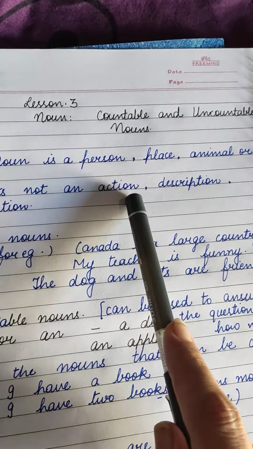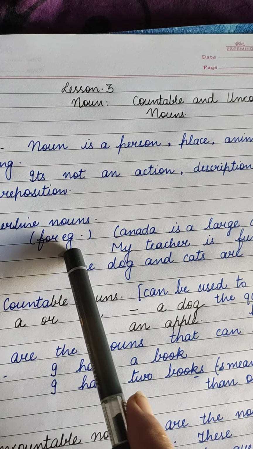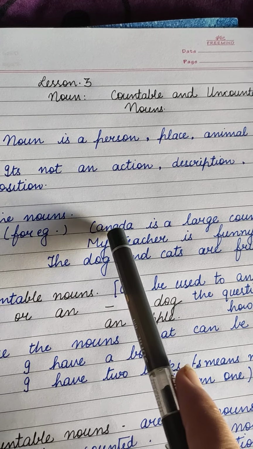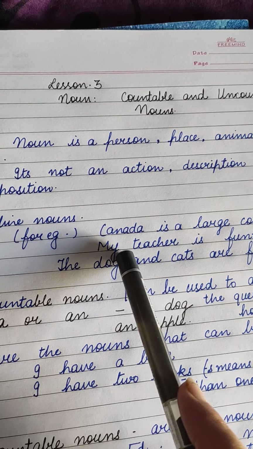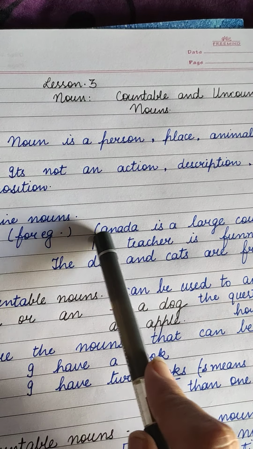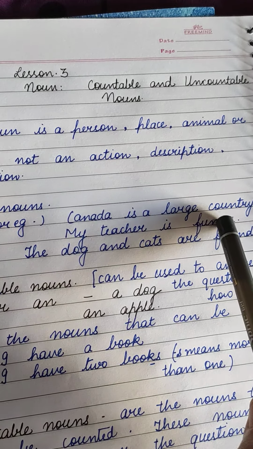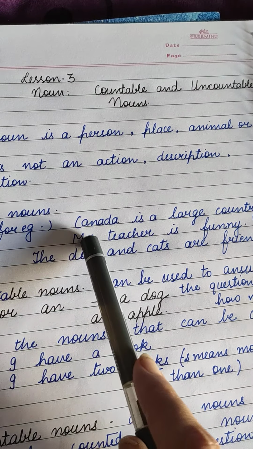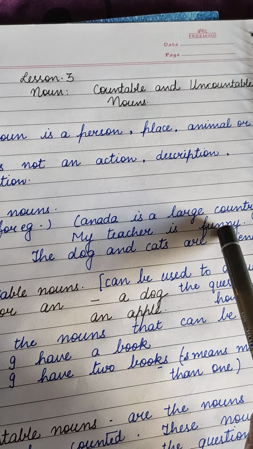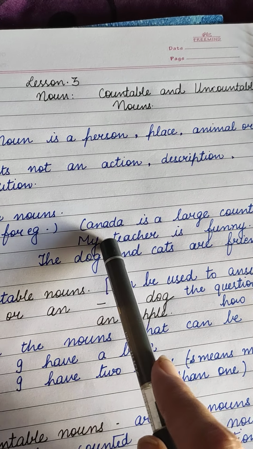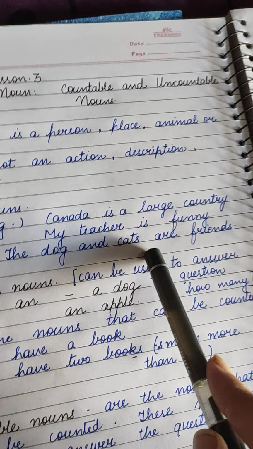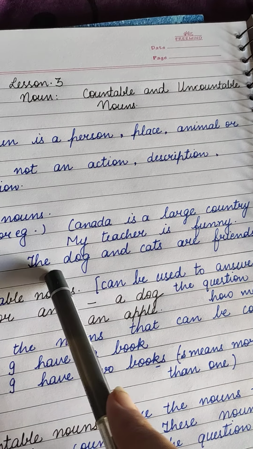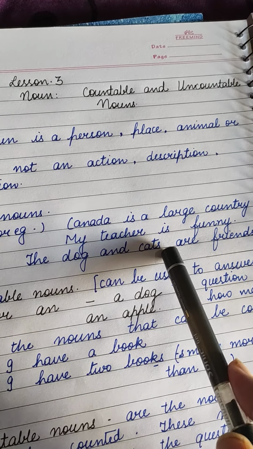In the next example, as you can see, Canada is a large country. In this, can you underline the noun? What is the noun? Canada is a noun here. Country is a noun. In the second sentence, my teacher is funny. What is the noun here? Teacher is a noun. Like, the dog and cats are friends. What can be a noun here? The dog and cats.